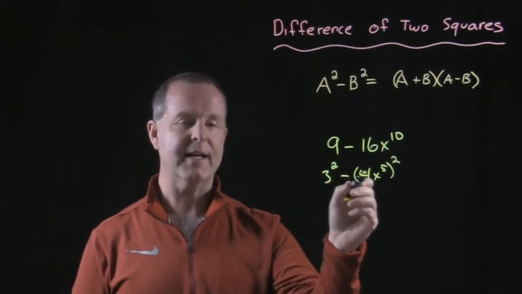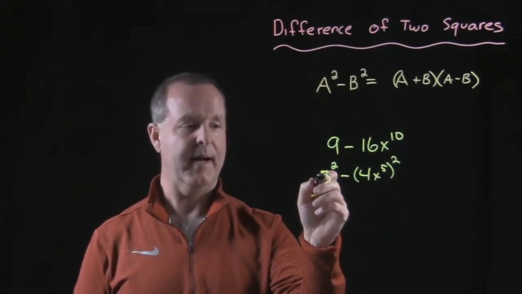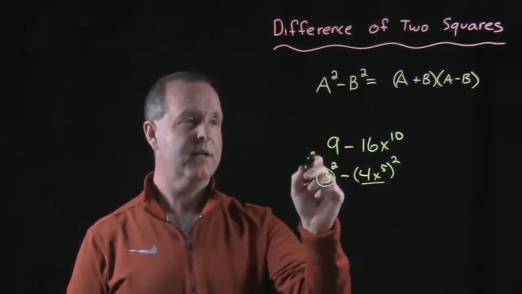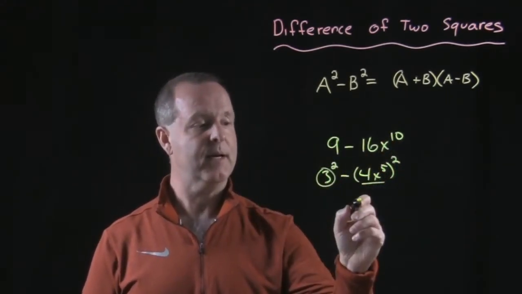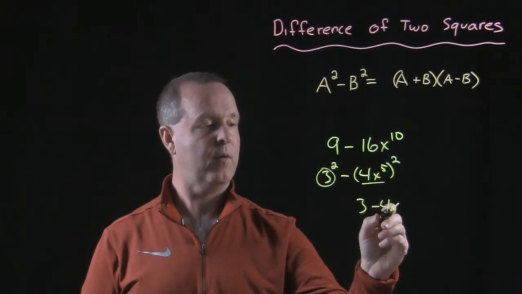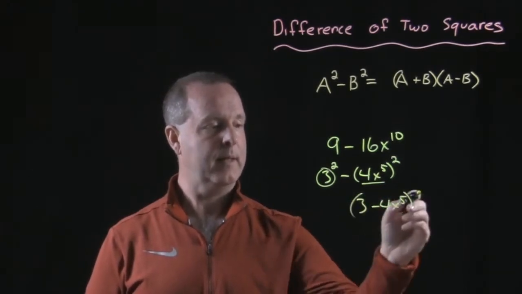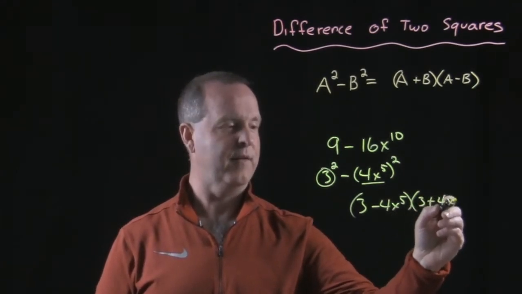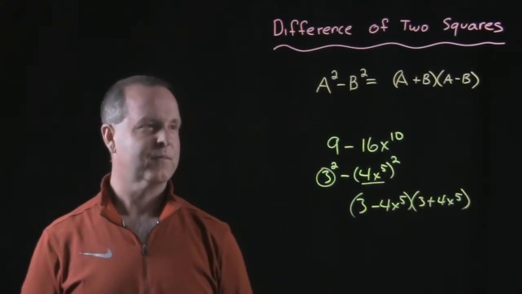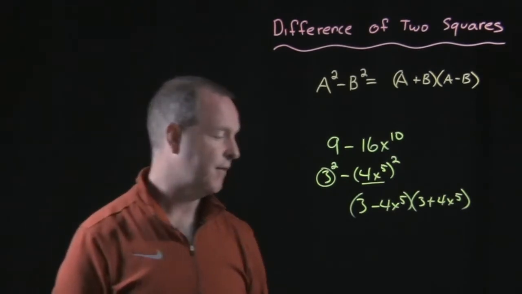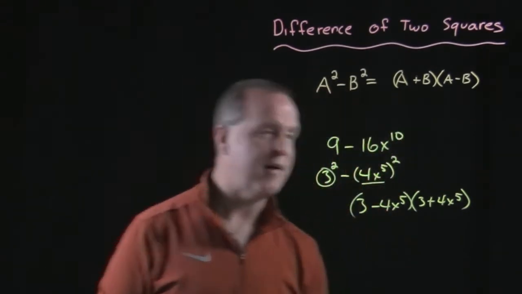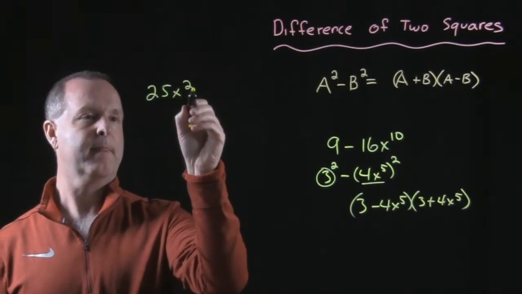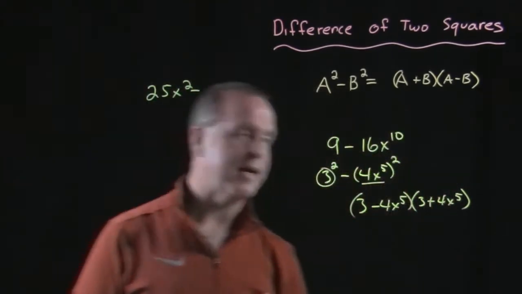So now I was able to recognize what my a and my b are. My a is a 3, and my b is a 4x to the 5th. So if I use this pattern, this becomes 3 minus 4x to the 5th times 3 plus 4x to the 5th. That's right. So there's one use of the difference of two squares. Let's try 25x squared minus 4y squared.